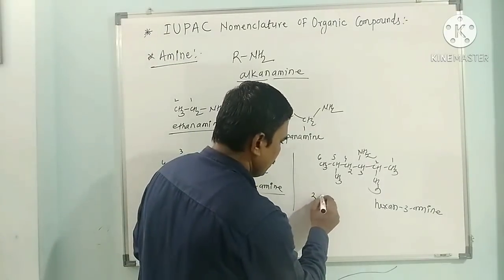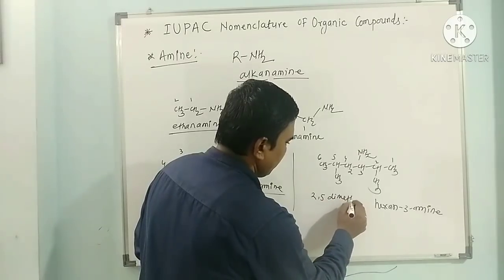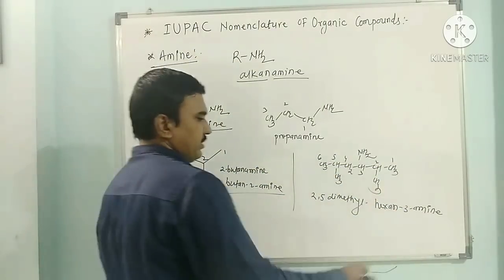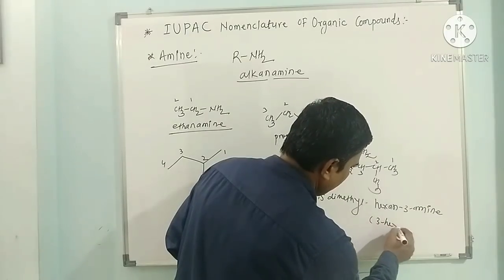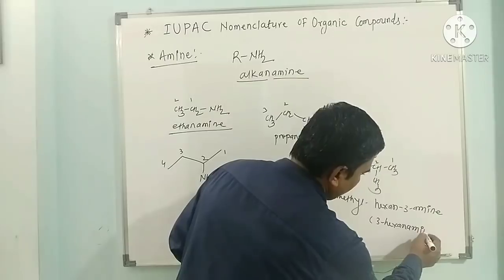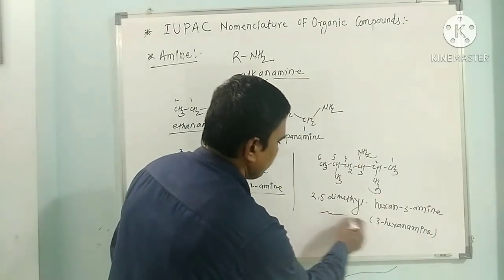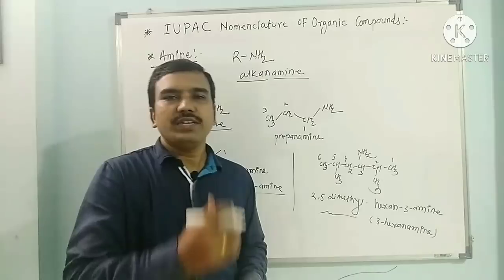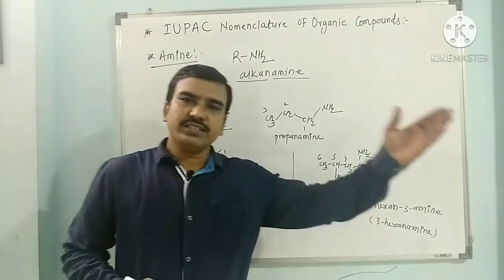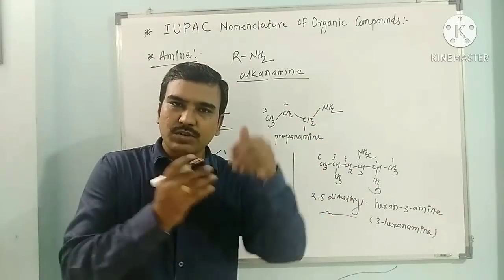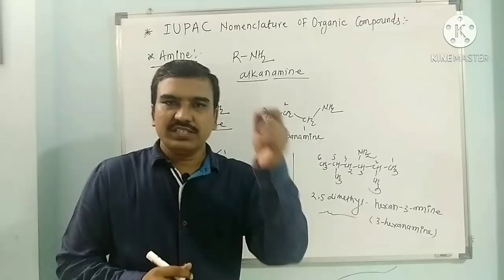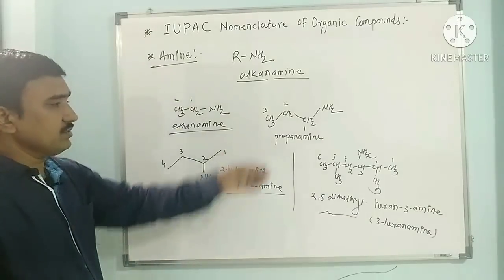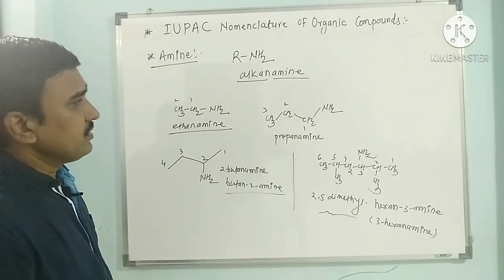So this is 2,5-dimethyl-3-hexanamine, or hexane-3-amine. So in this way amines are named. Select the longest continuous chain, give the lowest possible number to the carbon where the amino group is attached, and mention that number before the name of the corresponding amine. So in this way normal amines are named.